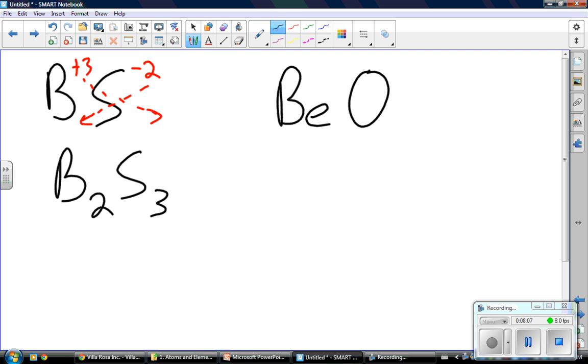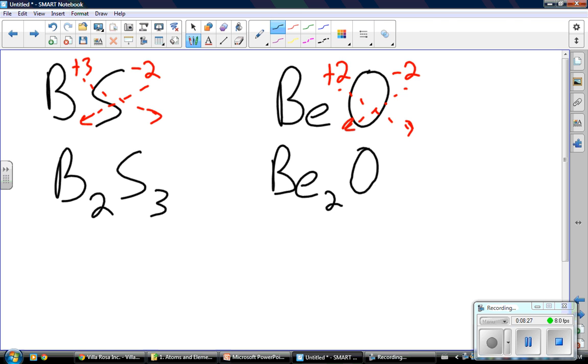What's the charge on a beryllium ion? +2. What's the charge on an oxygen ion? -2. Crisscross that. And the formula is going to be Be2O2. But let's think about this for a second. How many valence electrons does a single beryllium have? 2. So beryllium's looking to give away 2 valence electrons. How many valence electrons is oxygen looking to get? 2.